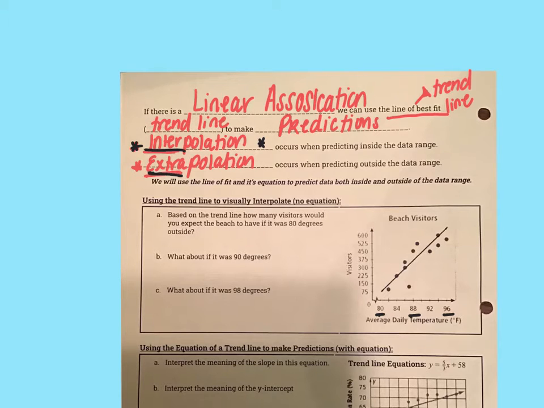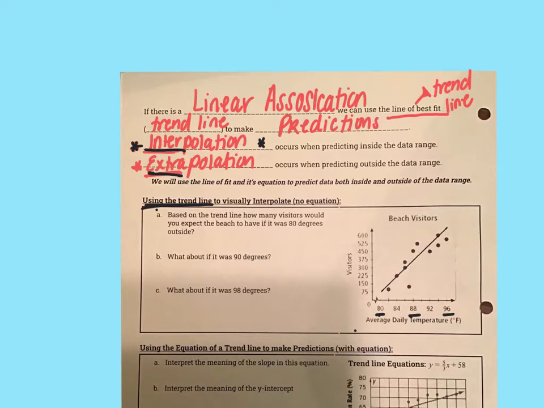So the first example is talking about beach visitors, daily temperature, and then visitors that are there. So what's the temperature at the beach, and then how many visitors are there. So notice how it says that we're going to be using the trend line. It doesn't ask us to write an equation. It's really important that as you're working today and tomorrow, you actually read what it's asking you. Sometimes it's going to say use the line. Sometimes it's going to ask you to use the equation.